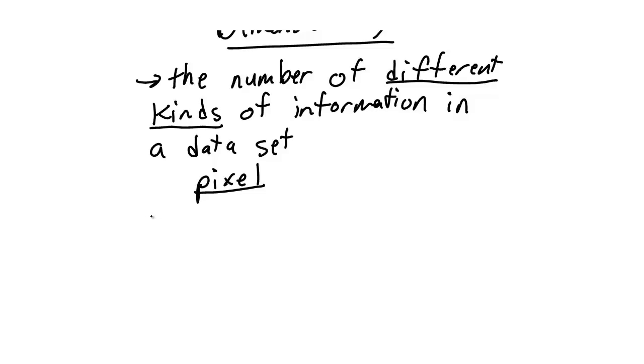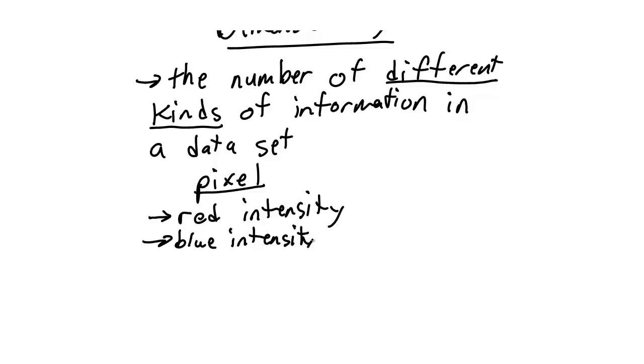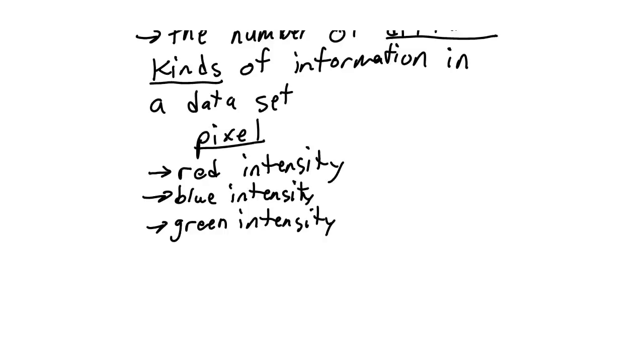Some of these kinds of information we've already used in other image processing approaches. For example, we have the red intensity, the blue intensity, and the green intensity. These are three different kinds of information contained in a single pixel. But these are not the only three dimensions that a pixel has. Each pixel also has an X location. That is, which pixel is this pixel in the left to right or X axis.